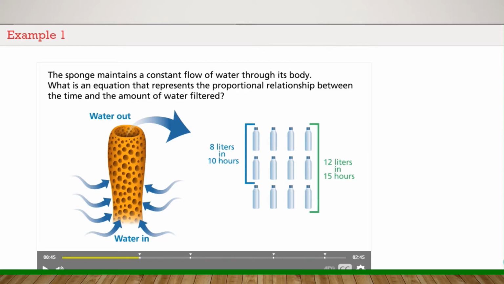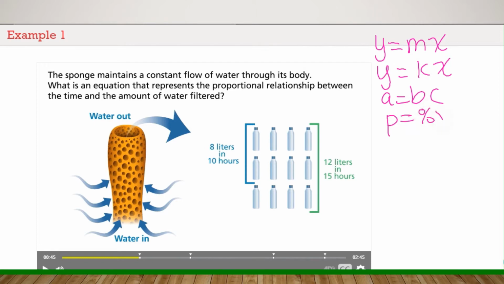So let's go ahead and review how a proportional equation will look. A proportional equation will be in this format: y equals mx. You may see it as y equals kx. There are several different forms for proportional equations. It could look like A equals B times C. It could look like part equals percent times whole. You'll see me use this a lot once we get into percent. But notice these are all proportional equations.